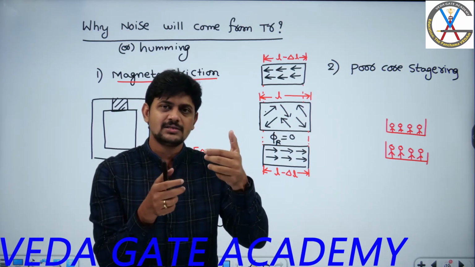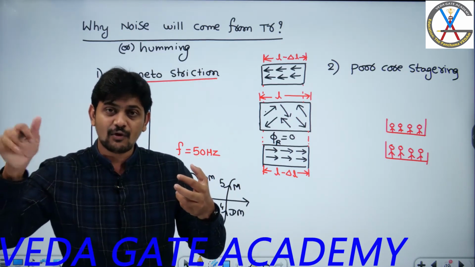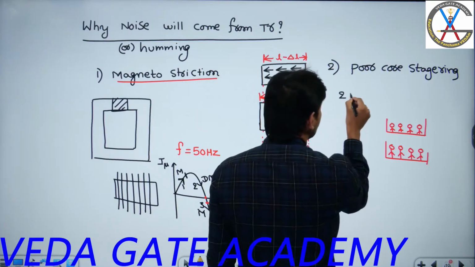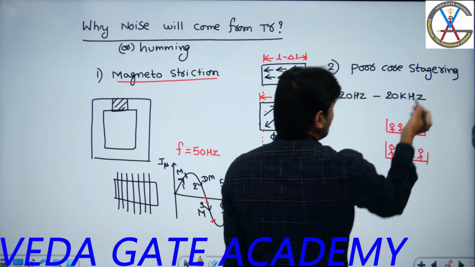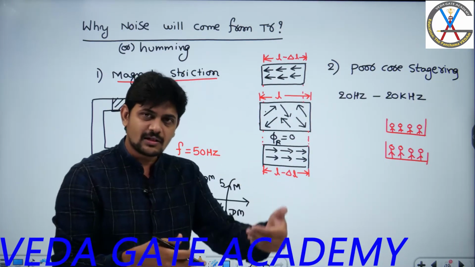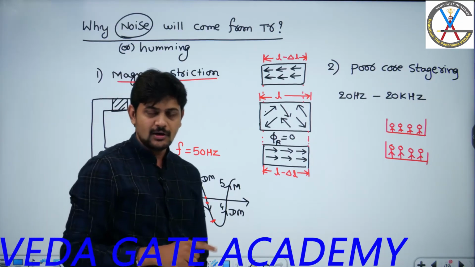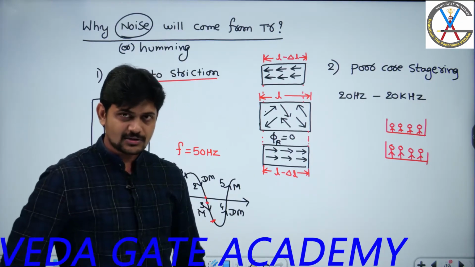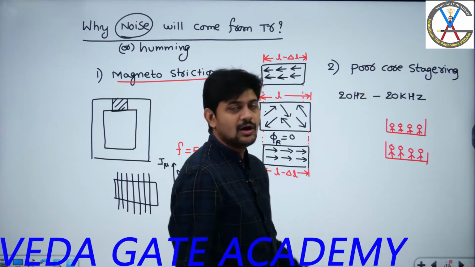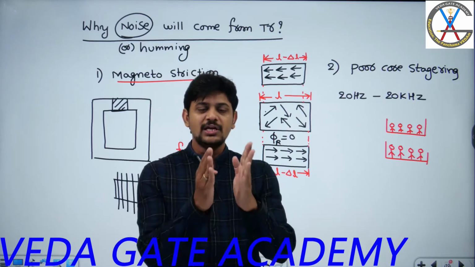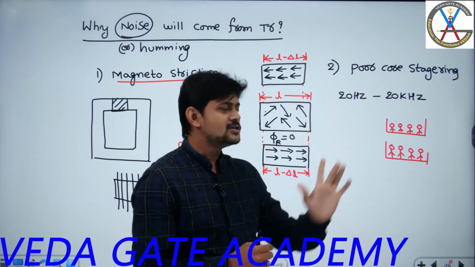Because of these vibrations of the magnetic plates, if these vibrations travel in the air and fall under the audible range, so what is the audible range? Generally it will be 20 Hz to 20 kilohertz. If these vibrations fall under the audible range, then we can get noise or humming from the transformer. So the two reasons behind the occurrence of noise or humming are, one, magnetostriction, and second, poor core staggering. What is the meaning of poor core staggering? If these laminations or magnetic plates are not tightly riveted, that process we can call poor core staggering.